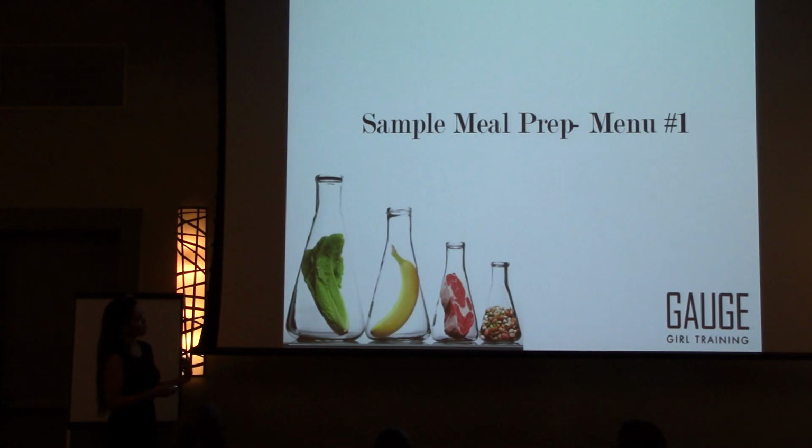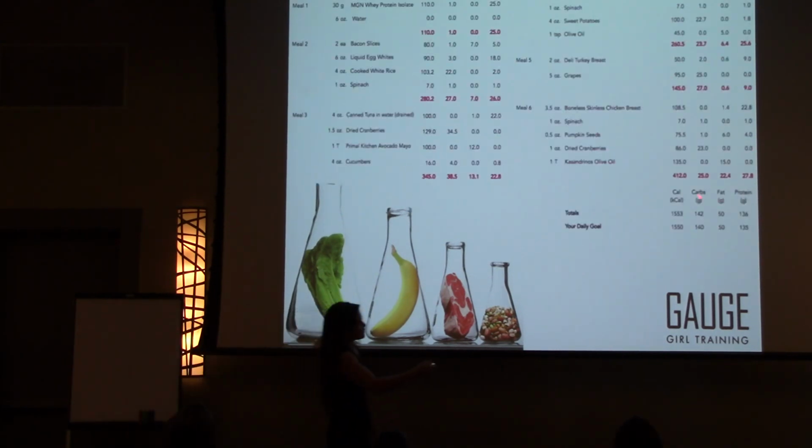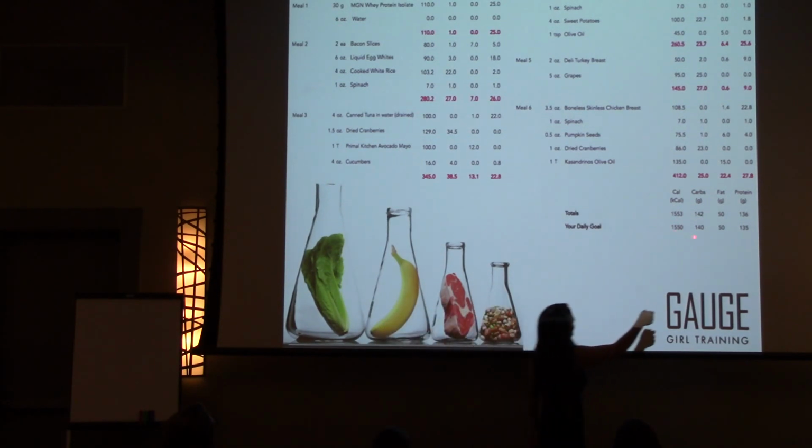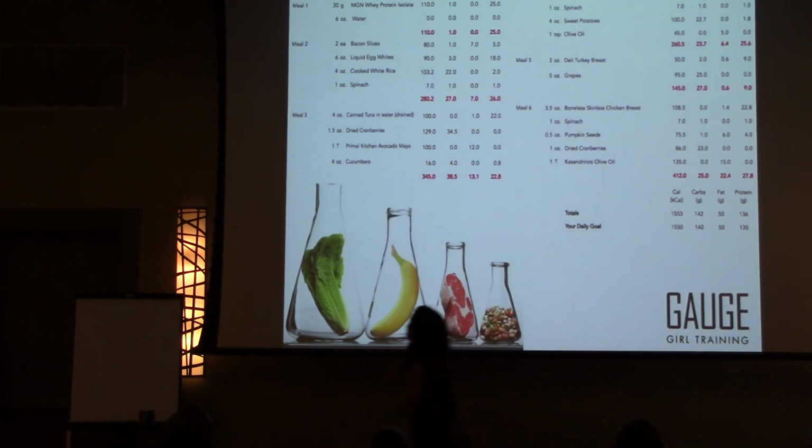So now I'm going to show you what her meal plan is. I created this meal plan for her. These are the macros I gave her. She's going to be at 1550 calories, 140 carb, 50 fat, 135 protein. So that's what her macros are going to be.